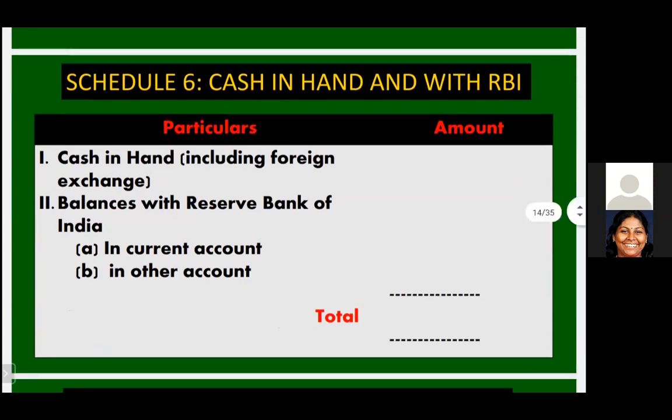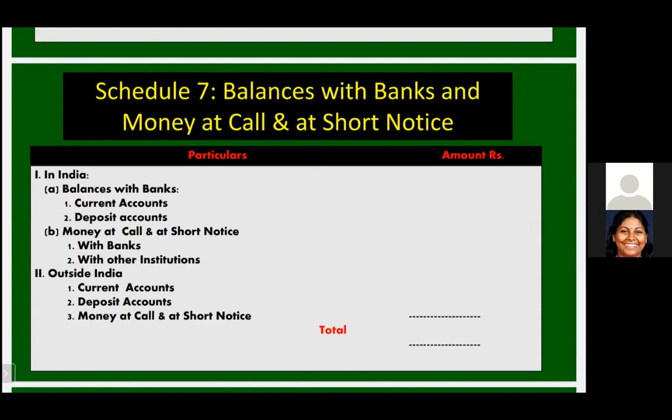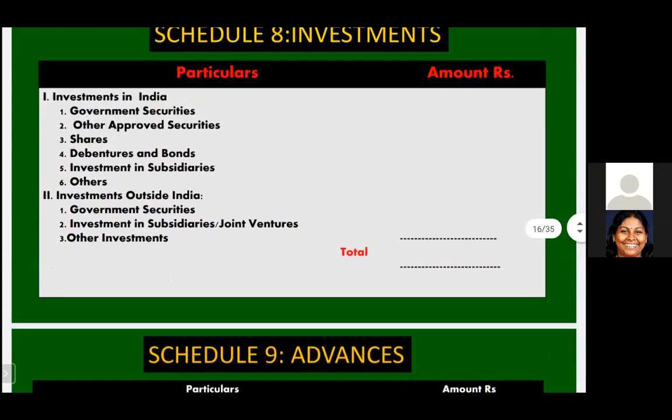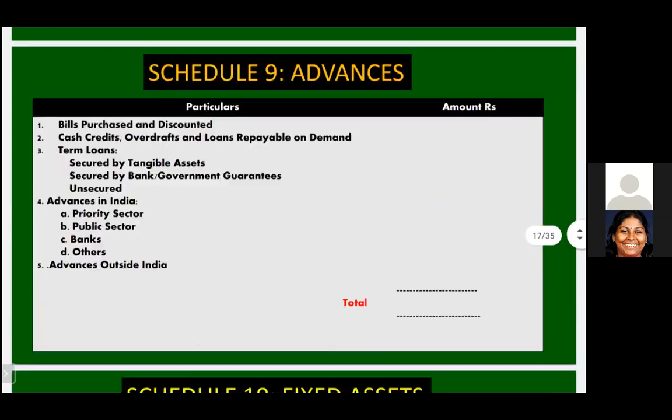Next, we'll go on to schedule number 7. Schedule number 7 is all about balance with other banks and money at call and short notice. So these two items will come in schedule number 7. Next, schedule number 8, investments. If a bank made any investment in the form of government securities or any other approved securities, debentures, bonds or gold, you need to bring all those investments under schedule number 8.